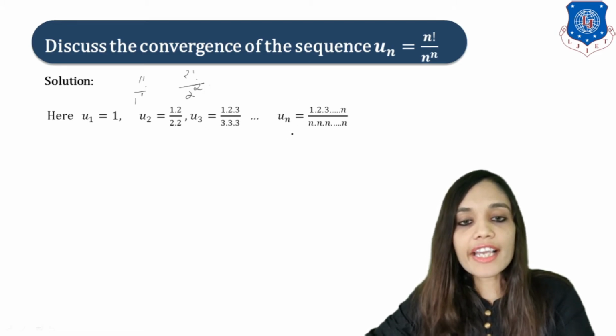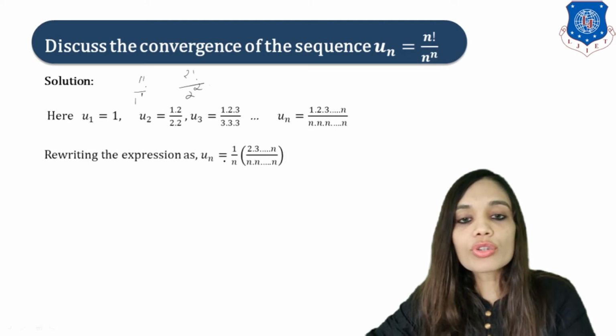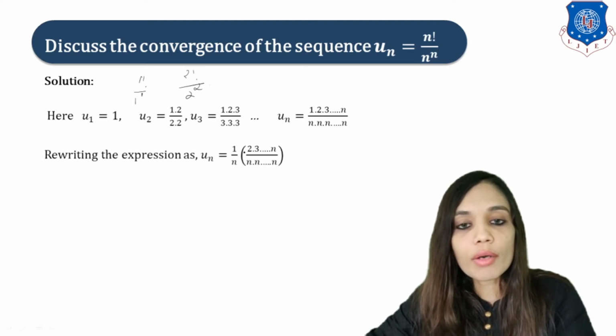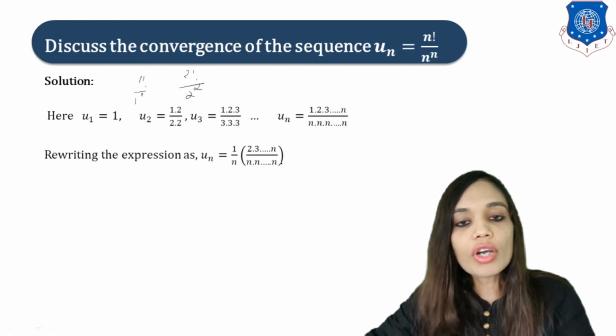So rewriting this expression, we will get what? Un is equal to, we will take out 1 upon n common, 2 into 3 into up to n upon n into n.